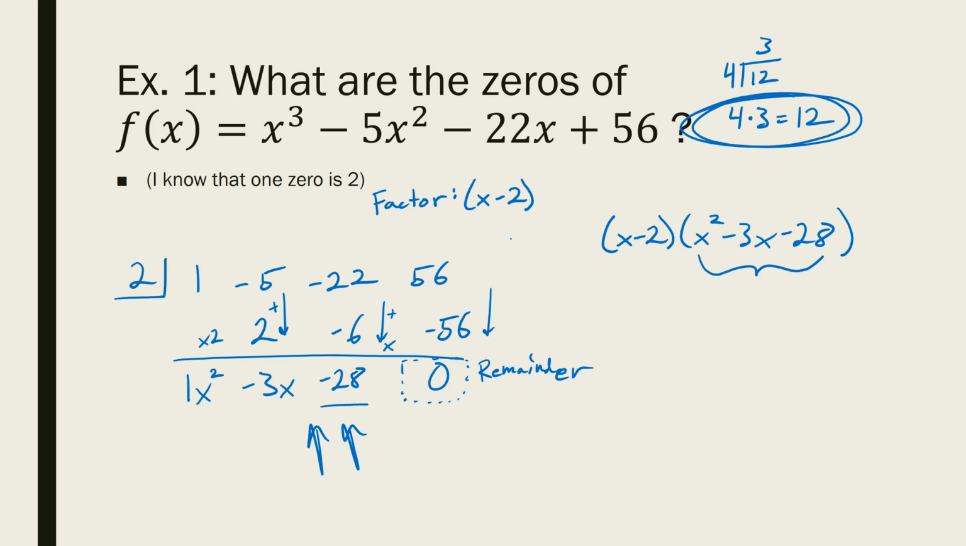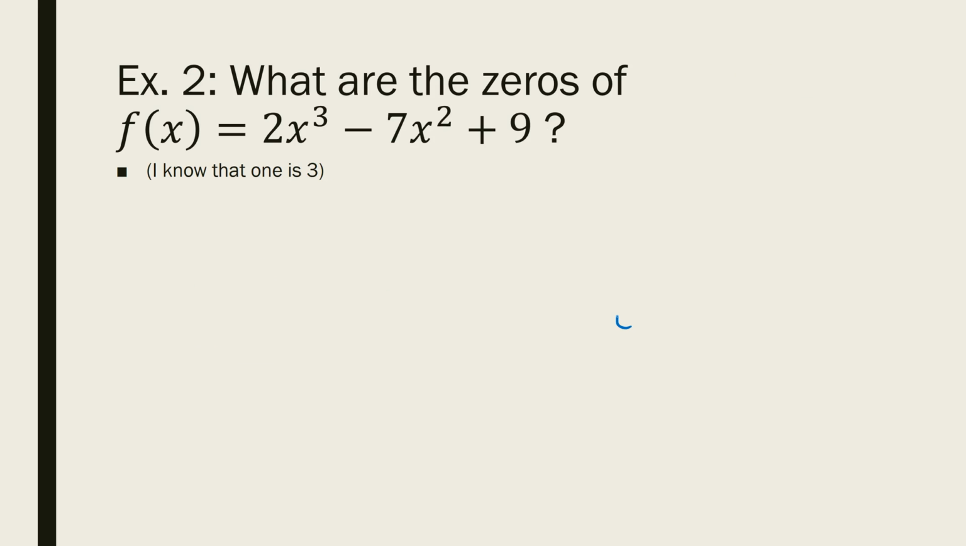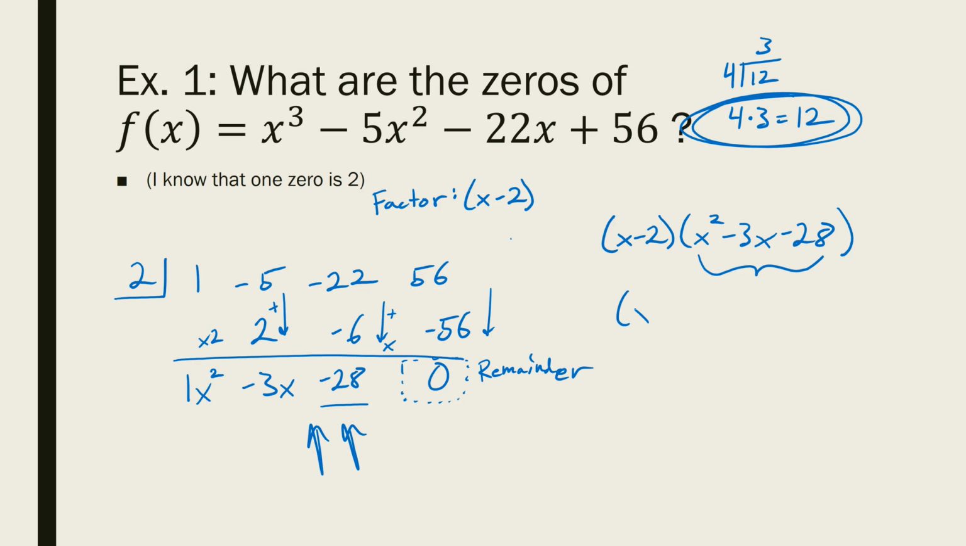Now we can go on and factor the next step. So, x minus 2 I have already factored out. Now I just have a quadratic. I can forget that I even did the synthetic division and just think about factoring the quadratic. That'll factor to x minus 7 and x plus 4. Yep, that multiplies to negative 28 and adds to negative 3.